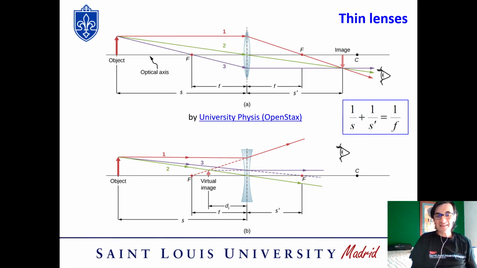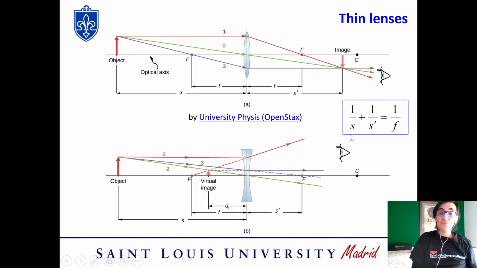And exactly the same law governs the creation of this image. In this case, the image is smaller, as we can see, but the important thing is that it's not inverted. It's a direct image, okay? Same direction as the object, okay? But we cannot get it on a screen. We can just see it through the lens, okay?